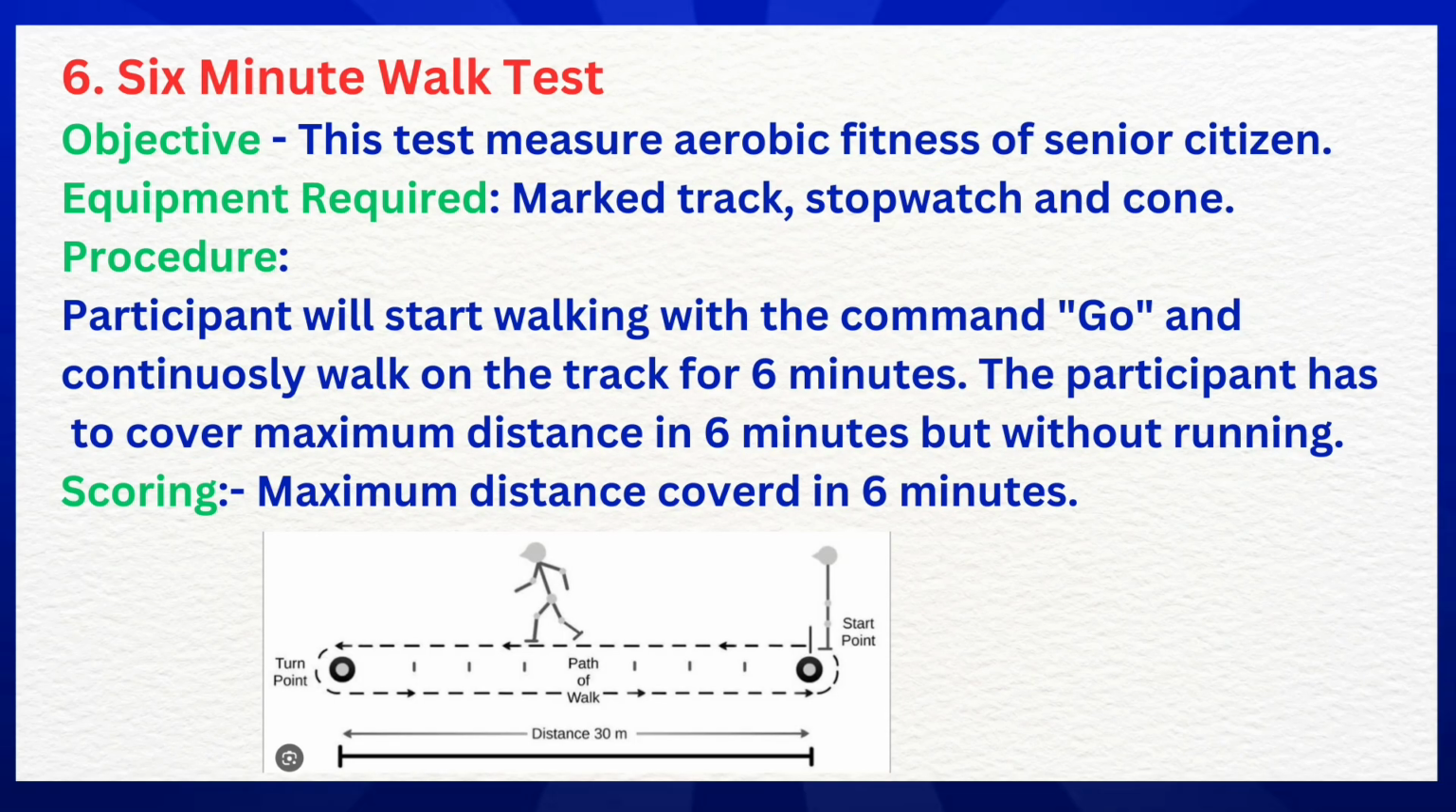6-minute walk test. Objective: this test measures aerobic fitness of senior citizens. Equipment required: marked track, stopwatch and cone. Procedure: the participant will start walking with the command, go, and continuously walk on the track for 6 minutes. The participant has to cover maximum distance in 6 minutes but without running. Scoring: maximum distance covered in 6 minutes.